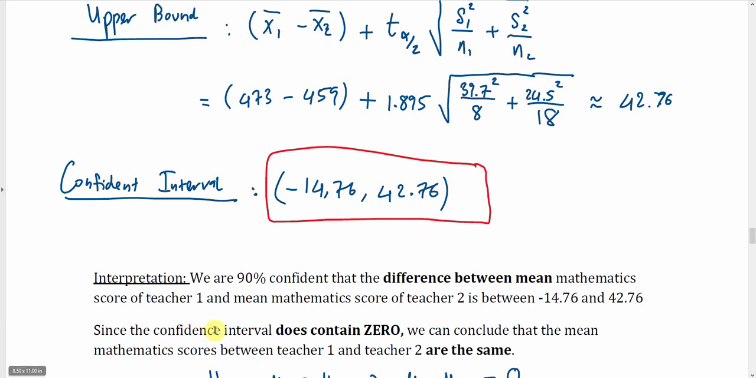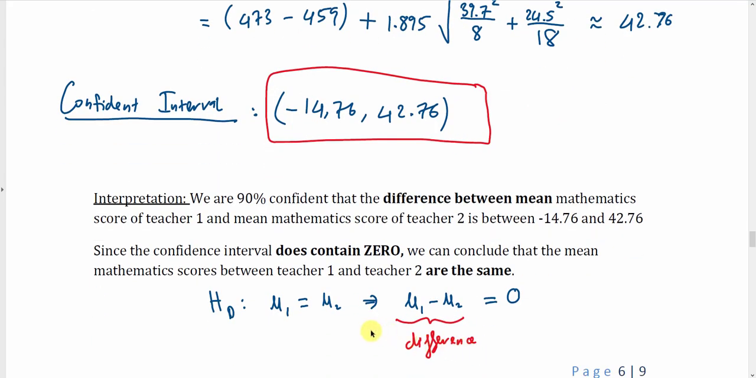Now, because the confidence interval does contain 0, because in order to go from negative to some positive value, you have to go through 0. So 0 is in between. So this confidence interval does contain 0. We then can conclude that the mean mathematics scores of teacher 1 and teacher 2 are the same.